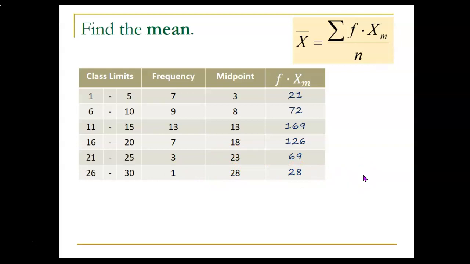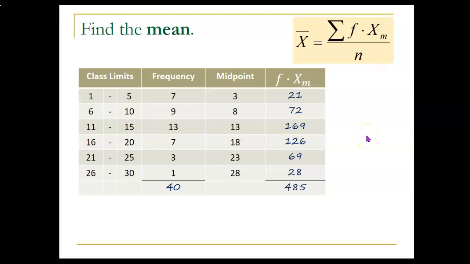Do you remember what we do next? Yeah, we add this column up. So we add up these 6 numbers, and they add up to 485. We also need to know what the frequencies themselves add up to. They add up to 40. That was because we started out with 40 individual data values.